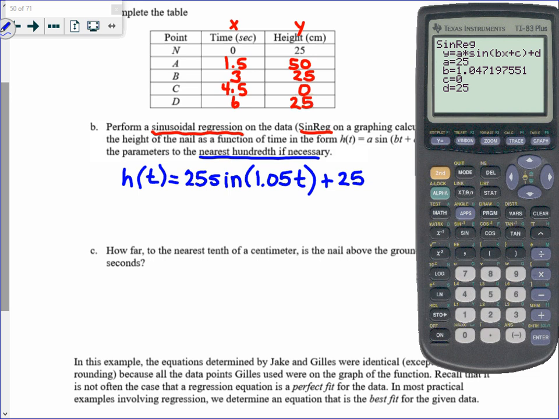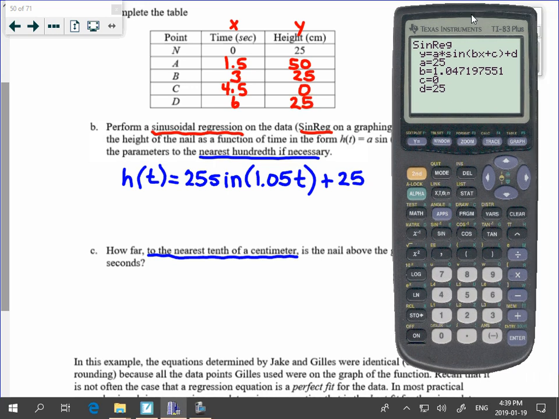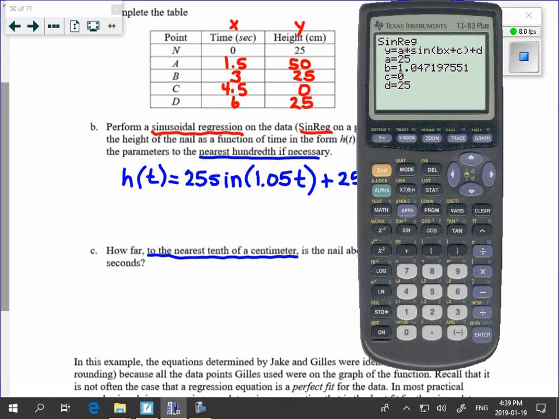Okay, and then we have a question that says, how far to the nearest tenth of a centimeter is the nail above the ground after 6.5 seconds? So again, we need to get our calculator to actually graph this equation. Right now, if you asked it to graph, you, at this point, have not put that equation into your y1. So you have to do that first before it will graph it. So go second and quit. Or clear, I guess, to get out of there. If you go to y1, you have to make sure that if you have any previous equation in there, you've cleared that out. And you have to tell it to take that equation.